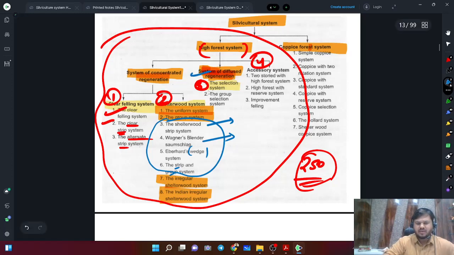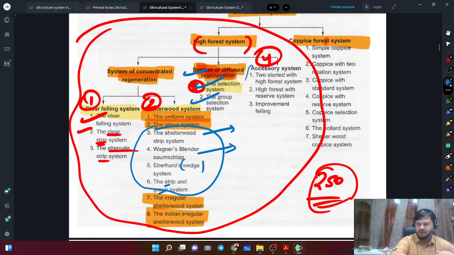Then there is selection system. Selection system has just one modification. One is simple selection system, the other one is group selection system, right? And then there are some systems which could not be fitted in any of these three, so they named it accessory system, right? Miscellaneous system. Of that, the first is two-story silviculture system with high forest, right? Then high forest reserve system. So one is two-story simple system and one is reserve system, and then there is this improvement felling, right? So this is all high forest system.